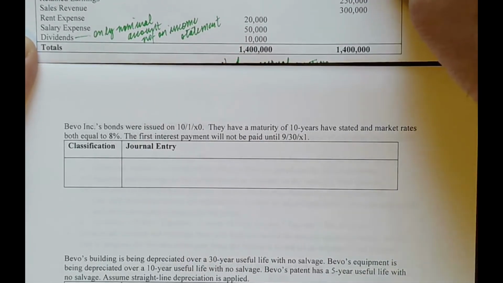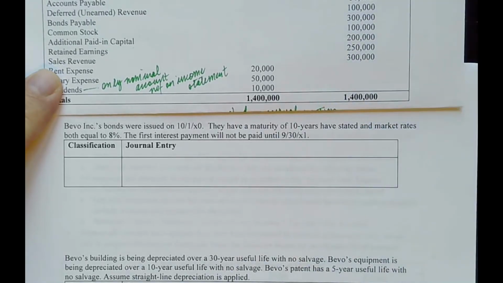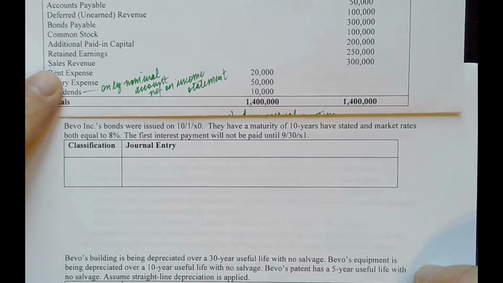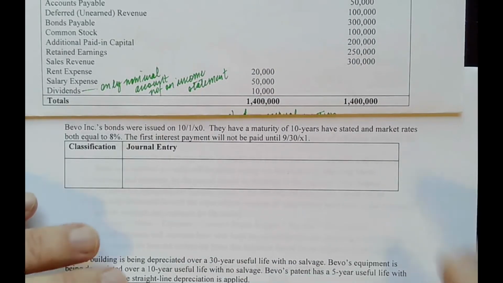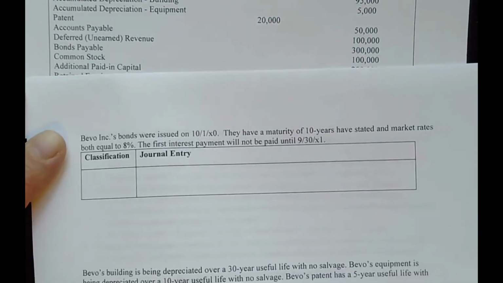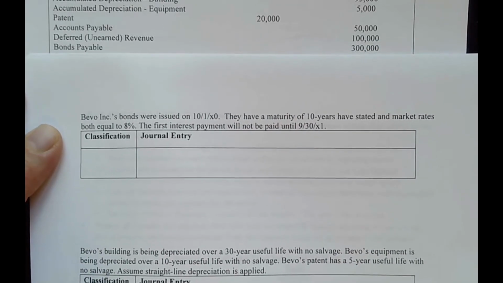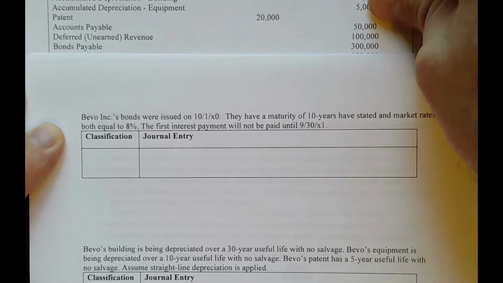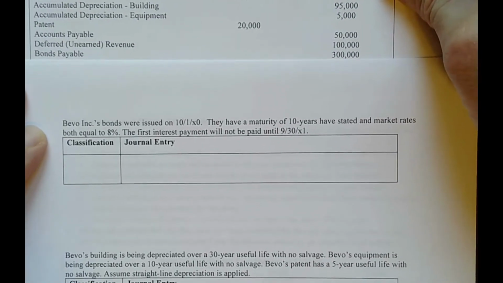All right, I'm on the next page of notes where we have some bonds issued at October 1st, 20X0. They have a maturity of 10 years, and stated and market rates both equal to 8%. The first interest payment will not be paid until September 30th of the following year. So first, let's figure out what bonds they're talking about. The bonds here are these bonds payable that are listed at $300,000. Those bonds were issued at a face value of $300,000.